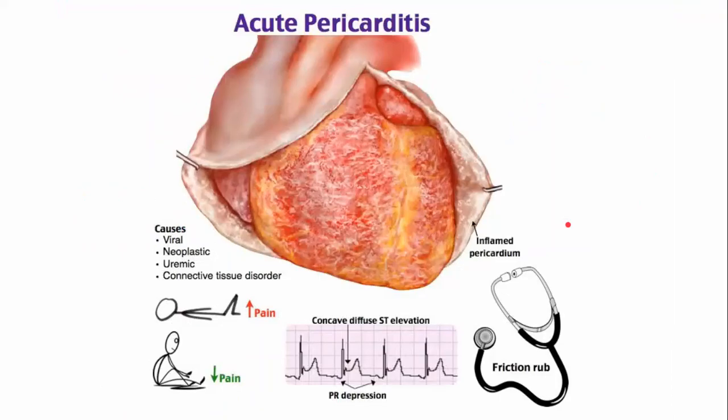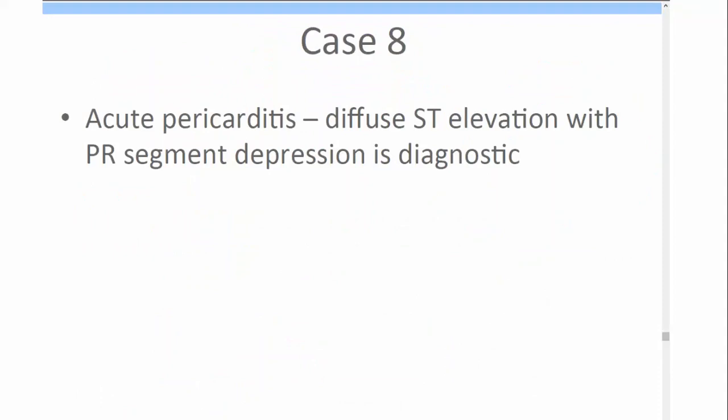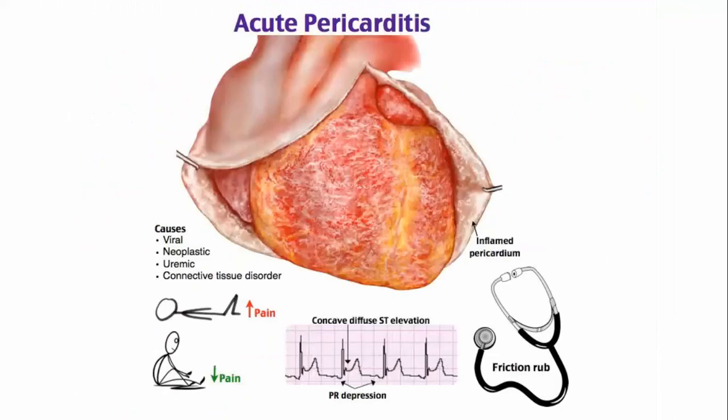So this is an example of acute pericarditis. So with acute pericarditis, we have diffuse ST elevation with PR segment depression. This is sort of the diagnostic thing. So the causes, again, could be viral, neoplastic, uremic, or connective tissue disorder. The pain is usually relieved as the patient leans forward. It is more pronounced as they are more recumbent.